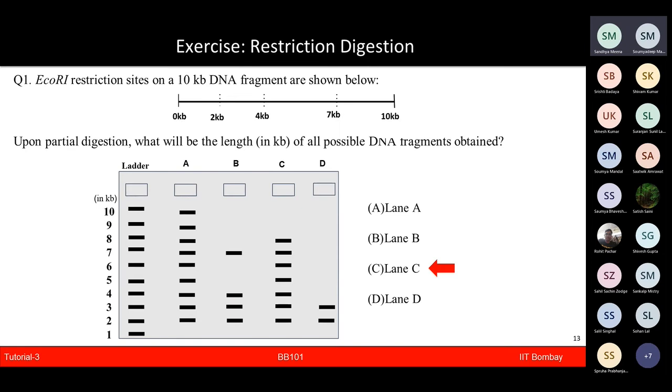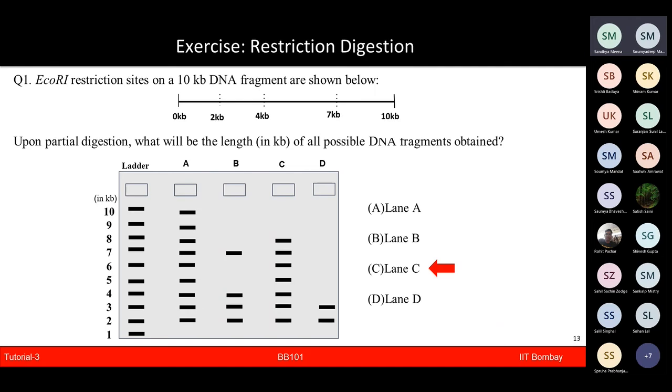Maybe there is just one single digestion. So how many fragments do you get? With one digestion you get two fragments, with two digestions you get three fragments, and with three digestions you get four fragments. So you have 4 plus 3 plus 2 plus 1. That is how it goes, because you have to consider the possibility that not every single restriction site is working. So that is how you can get the number of total fragments upon partial digestion.